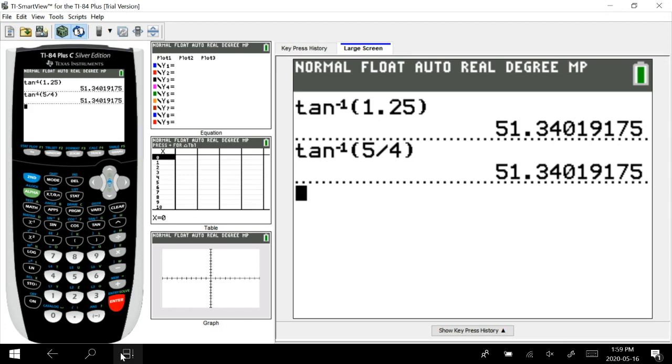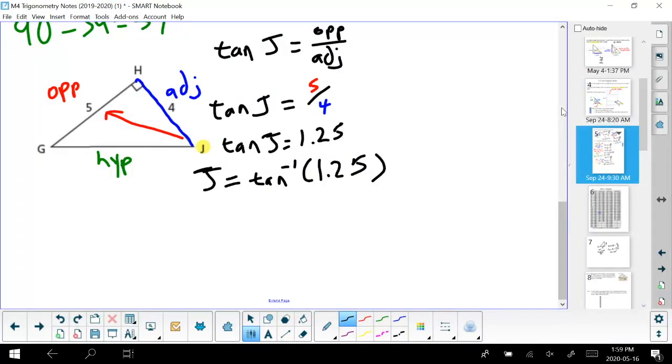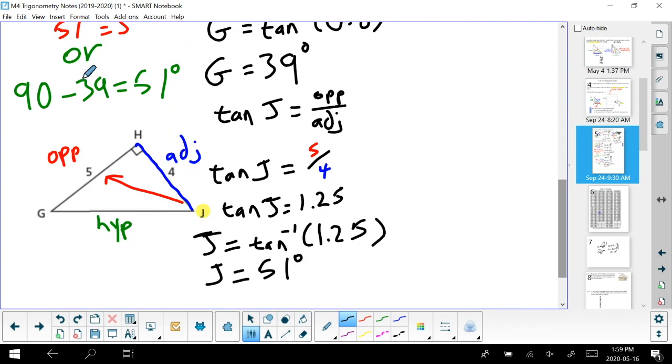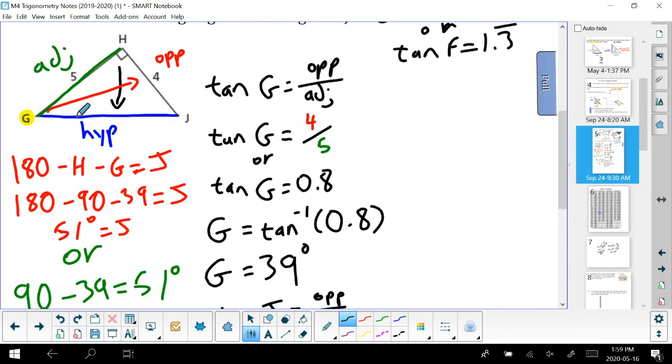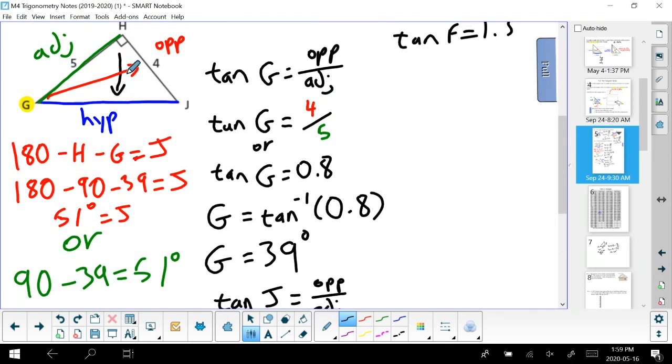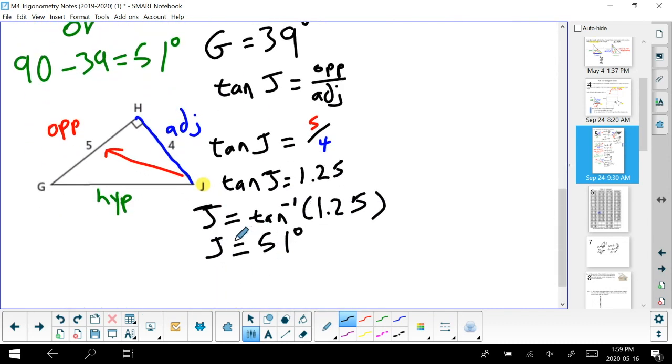So let's quickly round that to a whole number, which is 51 degrees. So we get angle J is equal to 51 degrees. Now that just matches up with what we found earlier. If we know that angle G was 39 degrees, we could figure out that angle J was 51 degrees using our triangle property of all three of those interior angles adding up to 180 degrees. Or we can start off with angle J, and we can go 90 minus 51 gives you the 39 degrees for this angle.